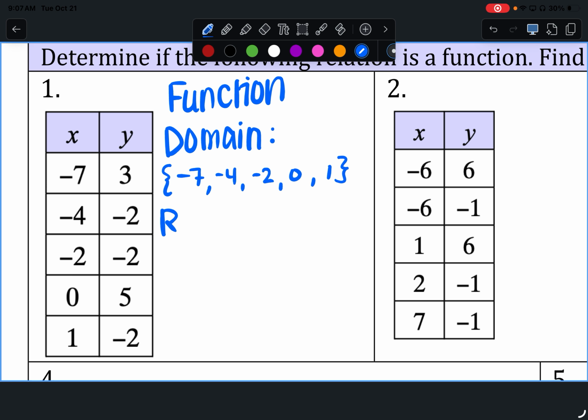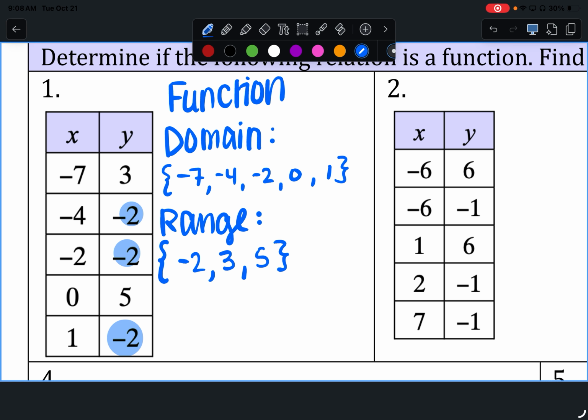Okay, range. That is our y. So again, we're going to go smallest y to biggest y. What is the smallest y? -2. Do I need to write -2 there 3 times? I can just write it once. Okay, then 3, then 5. It won't be wrong if you write it more than once, but you don't have to. Will you want to if you don't write it in order? No.